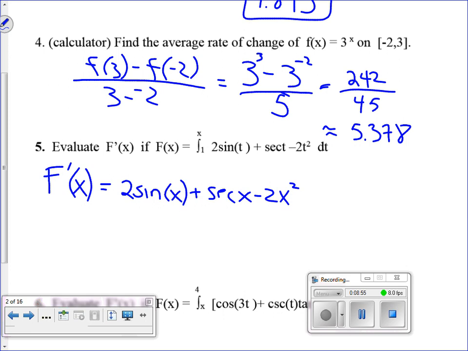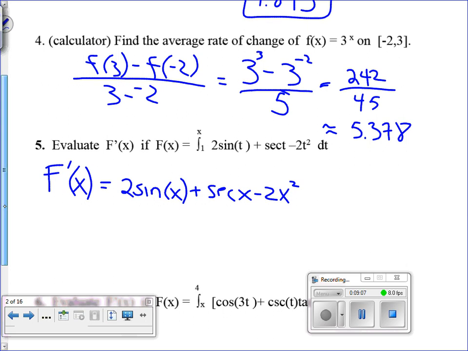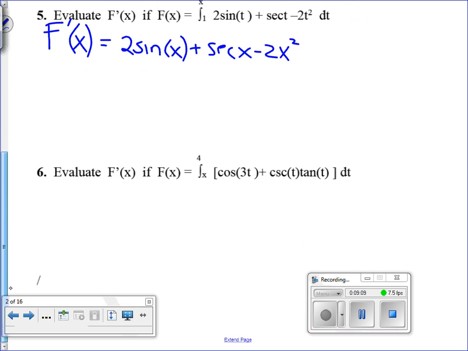Now, if there was an x in the lower limit of integration, then we'd have to do minus derivative of lower, plug in lower. But that would be 0 because the derivative of a constant is 0. So that's all we had to do for that one.